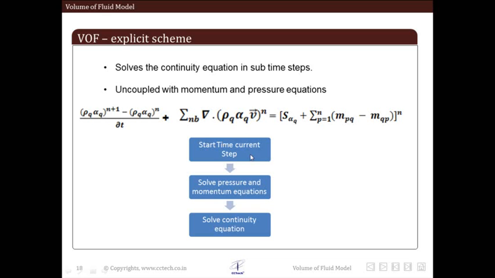This is the short description of the algorithm, or the process flow, when the explicit scheme is used. We start the current time step, we solve the momentum and pressure equation, obtain the solution of the momentum flux at the given time step, and after that we solve the phase continuity equation. So the solution of the momentum equation from the previous time step is used within the phase continuity equation of the current time step. Whereas in the implicit scheme, all of this is solved together at the current time step.